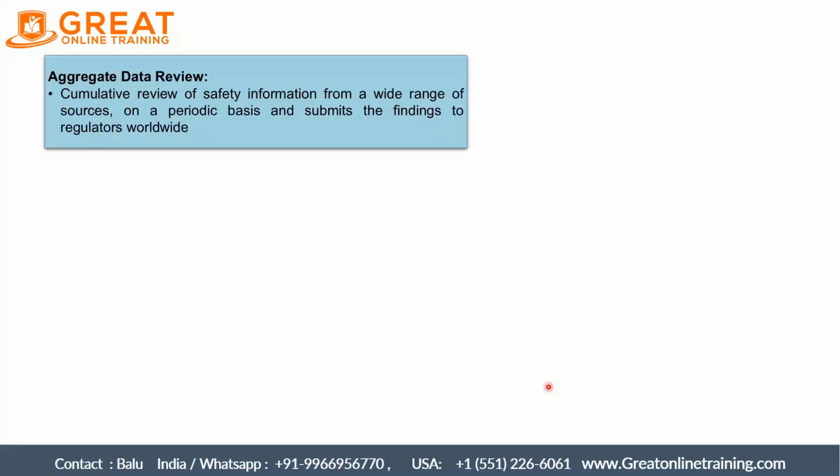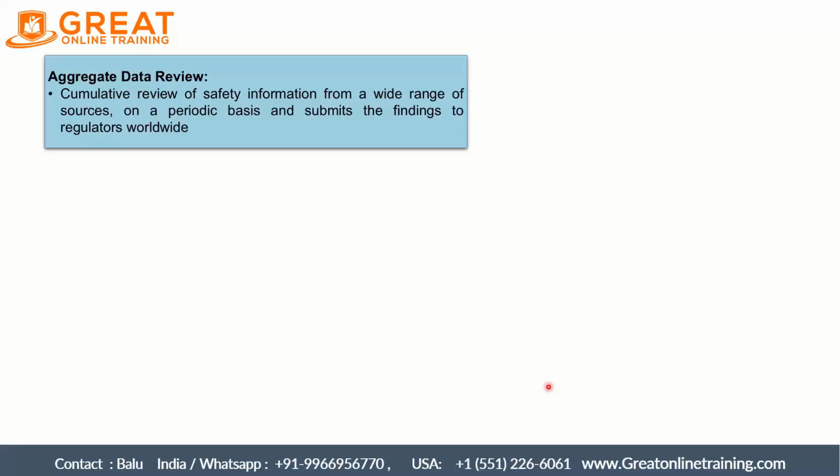So now the ICSR processing is done. The next one is aggregate data review. If we understand, the ICSR talks about a single patient. In an ICSR report, we can only include a single patient's information. So what are these aggregate reports? Aggregate reports are a cumulative review of safety information from a wide range of sources on a periodic basis, and they submit those findings to the regulators worldwide.